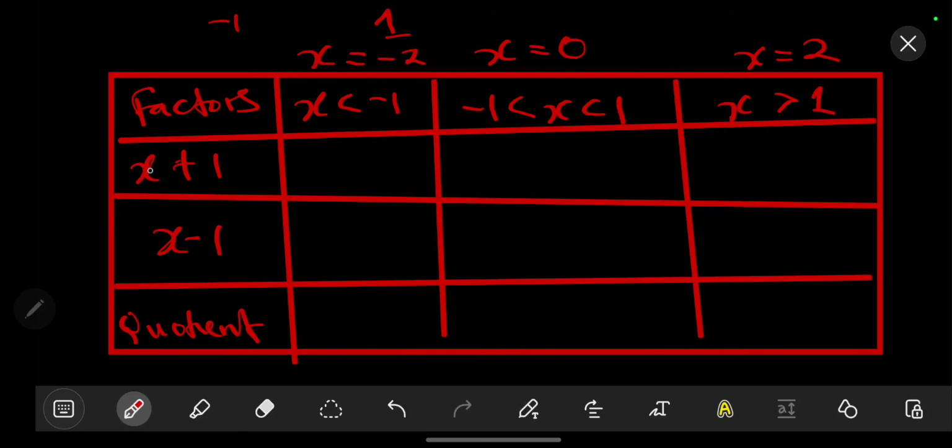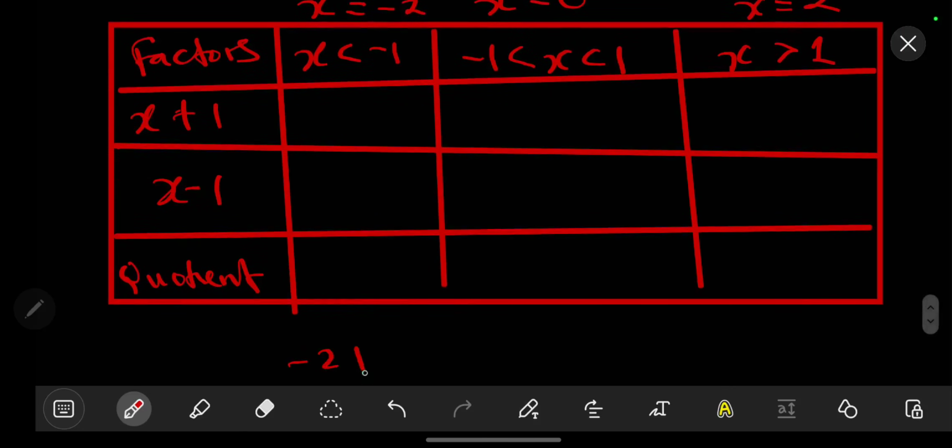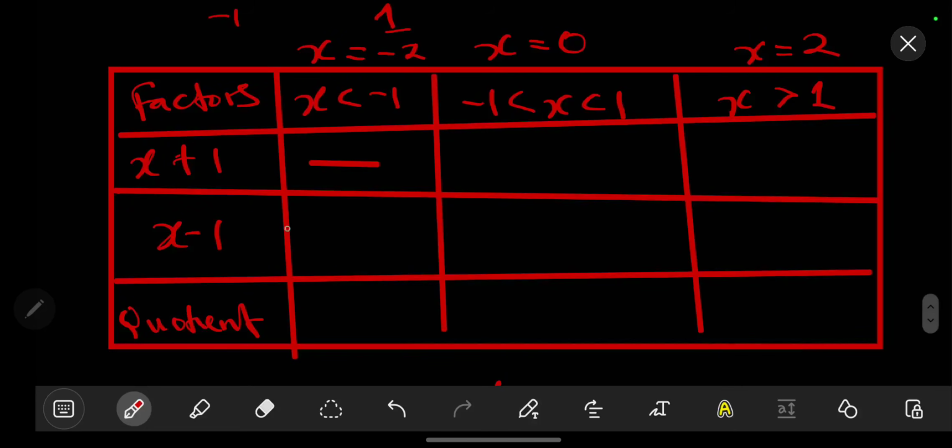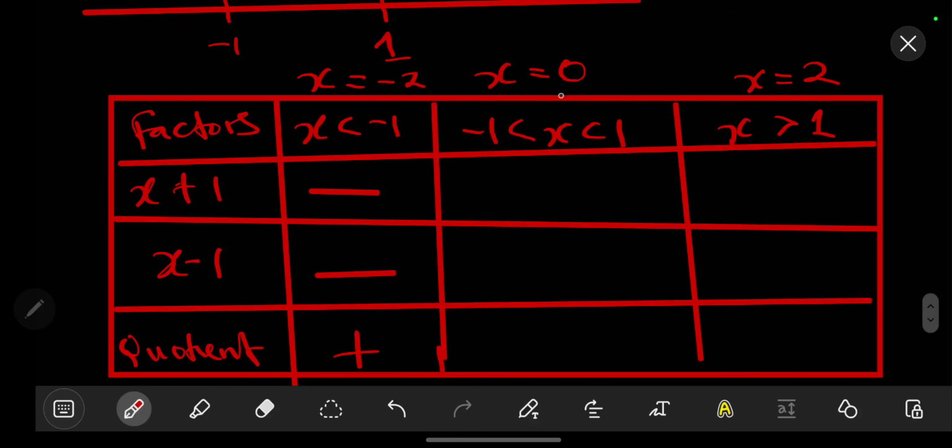When we put negative 2 here, we have negative 2 plus 1, which gives us negative 1, so we write the sign negative. Where x is, we put negative 2 minus 1, which is negative 3, so by the sign convention we put negative. Negative divided by negative gives us a positive. Then here, if we put 0, it will be 0 plus 1, which is a positive 1, so we say positive. If we put 0 here, it will be 0 minus 1, which is equal to negative 1.